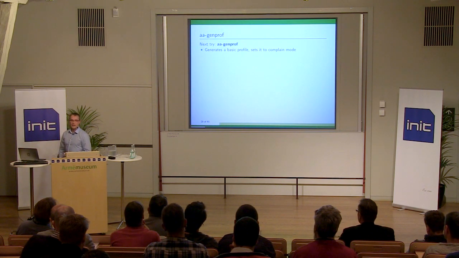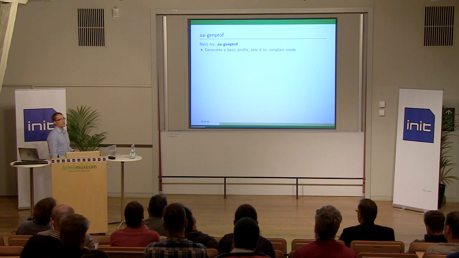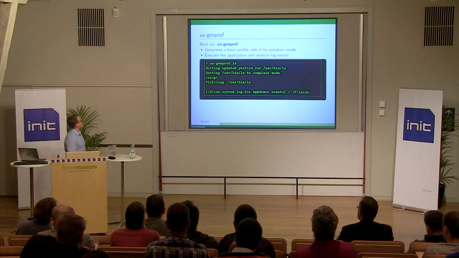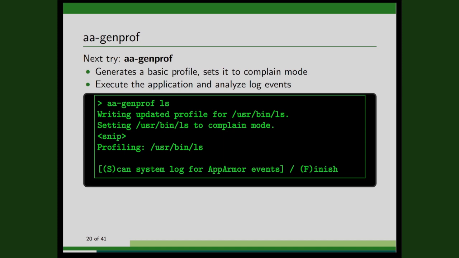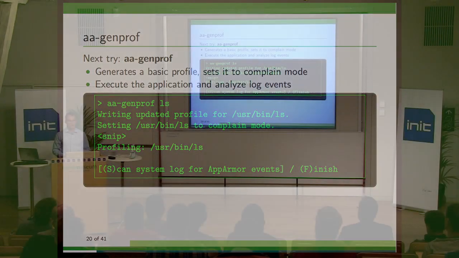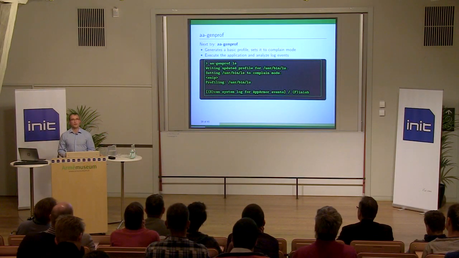One of the nice tools is aa-genprof. This one generates a basic profile and then sets it to complain mode. Once this profile is loaded to complain mode, every access that is tried and would be denied is logged. So then you can execute the application and afterwards log the events that happened and generate allow rules from that. So if you run aa-genprof on the ls binary, it will create the corresponding profile, set it to complain mode, and then wait for you to execute the application.